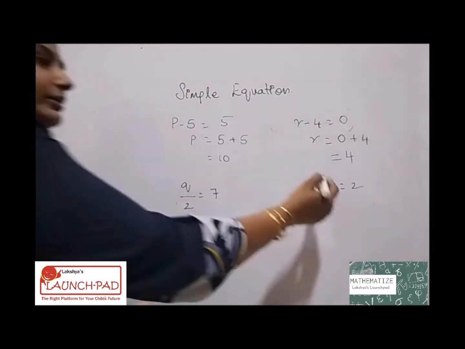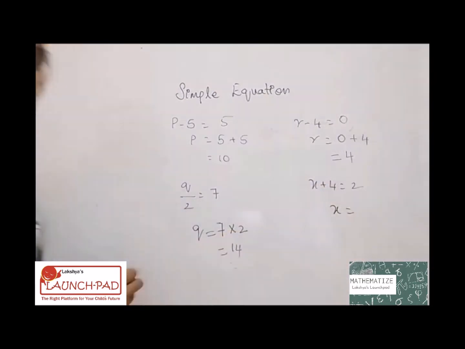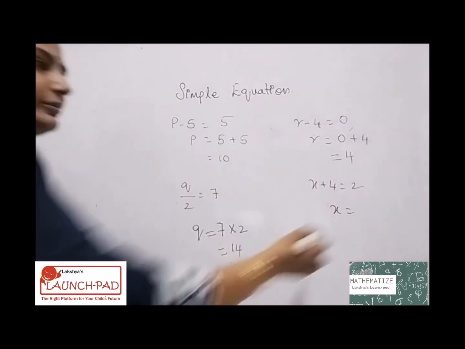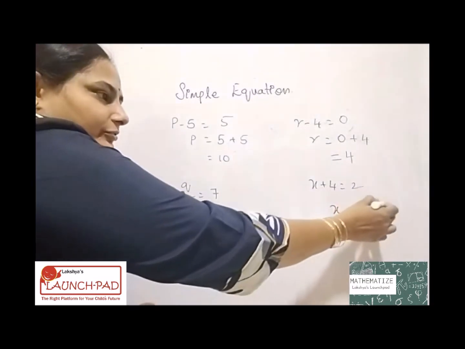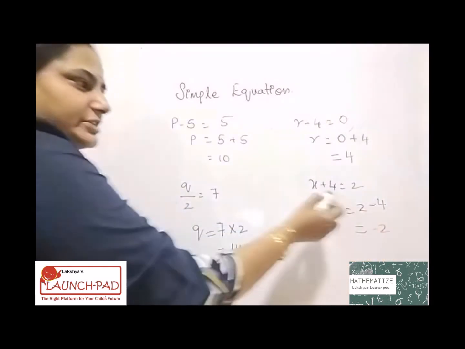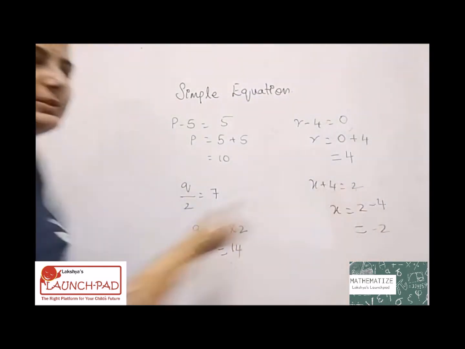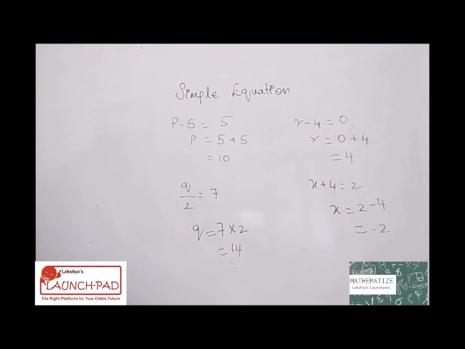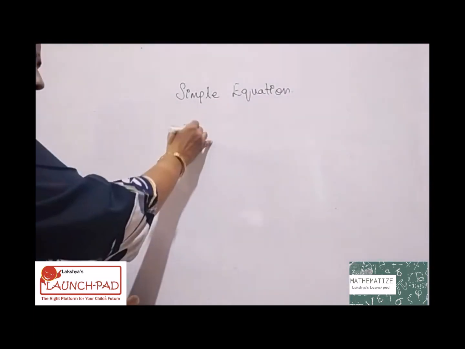Okay, your last sum, x is equal to 2 minus 4. 2 minus 4 will become minus 2. So just check. Minus 2 plus 4 is plus 2, which is nothing but 4 minus 2. Okay, ma'am.